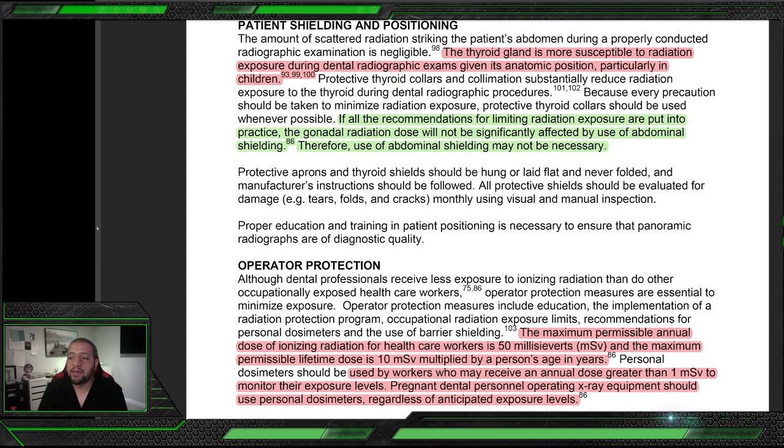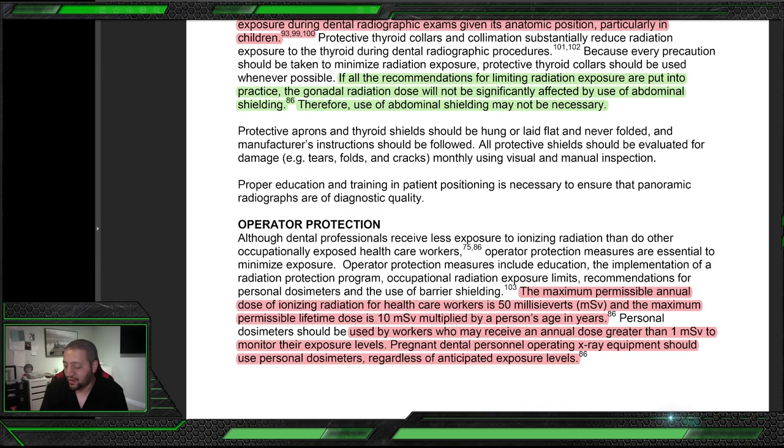Okay, and then we speak about the last thing, the dentist himself and the assistant. So we are the last object to speak about here. The maximum permissible annual dose of ionizing radiation for a healthcare worker is 50 mSv. This number is important. Please try to memorize it. And the maximum permissible lifetime dose is 10 mSv multiplied by the person's age in years.